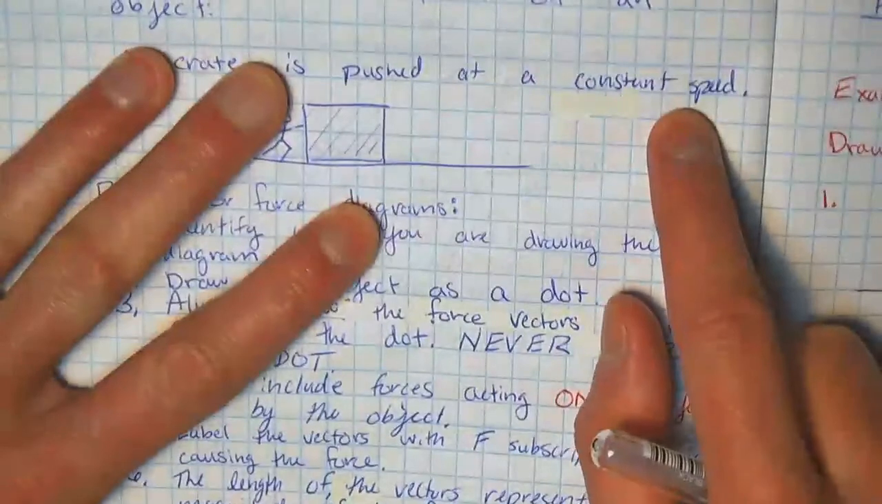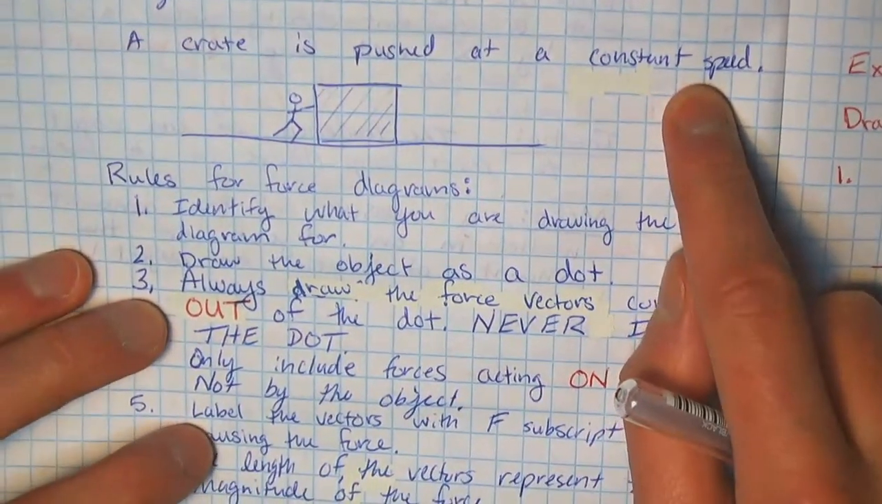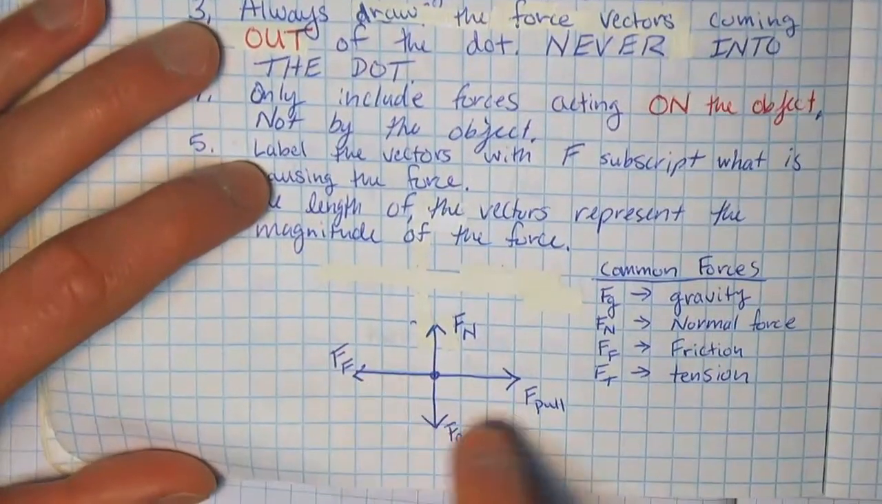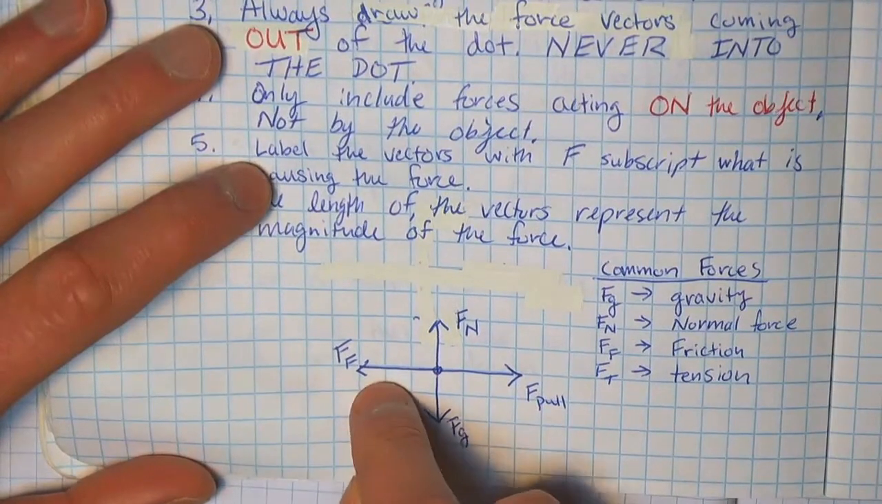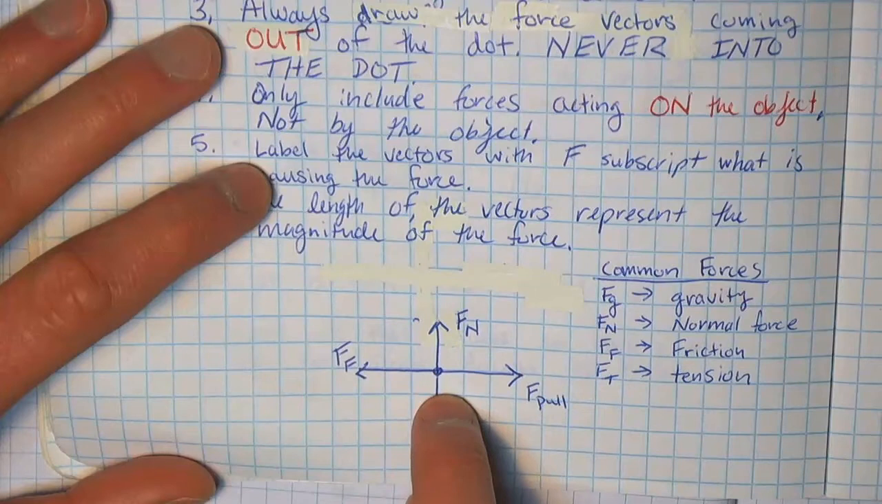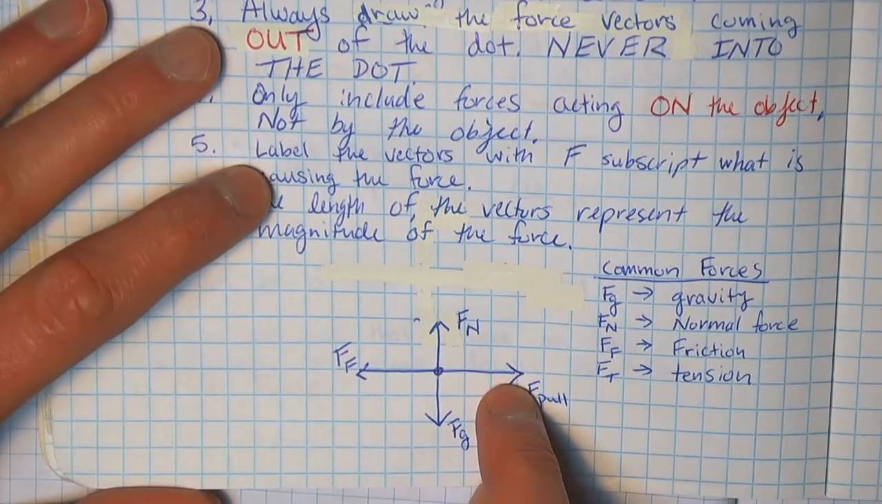It's at a constant speed, meaning that you're going to have balanced forces. The net force will be zero because you're not accelerating. So when we look down here, your pull force and your friction force are equal, and they're canceling each other out, meaning that your net force is zero. So the crate will move at a constant speed.